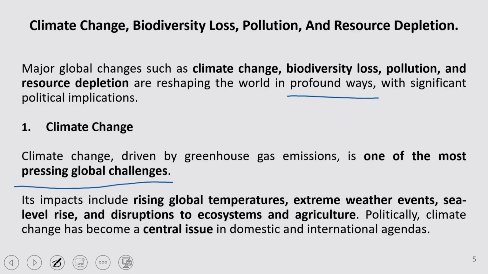Its impacts include rising global temperatures, extreme weather conditions, sea level rise, and disruptions to ecosystems and agricultural practices. Politically, climate change has become a central issue on both the domestic and international agenda. These environmental challenges are interconnected and have far-reaching consequences for economies, societies, and international relations. Their impact on politics is also multifaceted, influencing policy making, governance, and global cooperation.